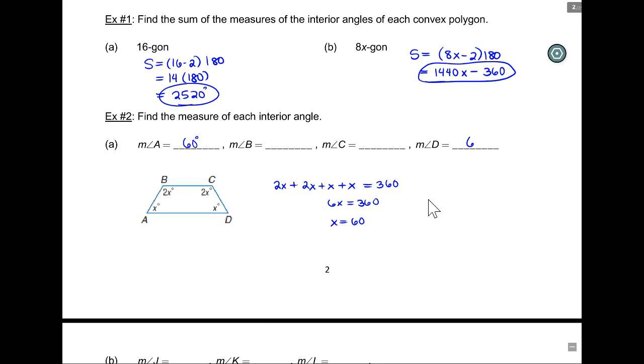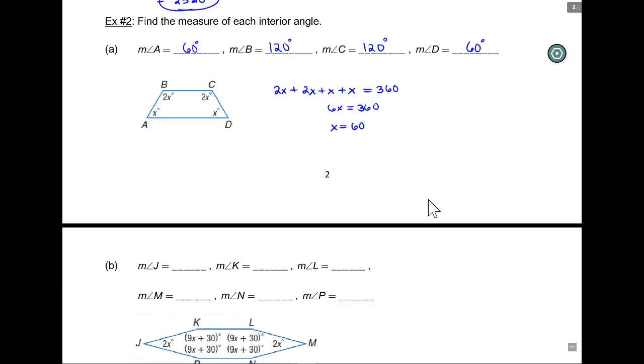So the measure of angle A is 60 degrees. Measure of angle D is 60 degrees. But then B and C are 2x, so these are 120 and 120. And you can double check, add up all the angle measures, and just make sure they do add up to 360.